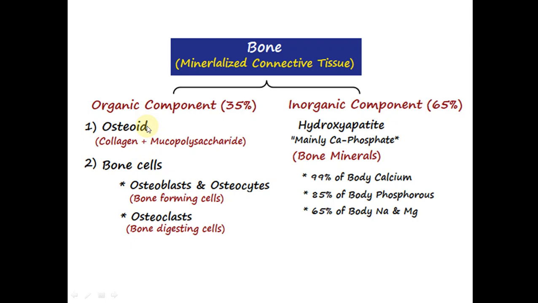The osteoid, which is secreted by the cells known as the osteoblasts, mainly consists of collagen and mucopolysaccharide gel. The collagen in bone is type 1 collagen. The second part of the organic component are the bone cells. The important bone cells are the osteoblasts and osteocytes.